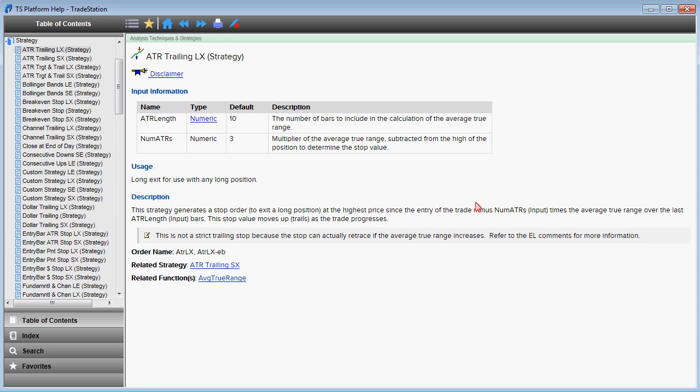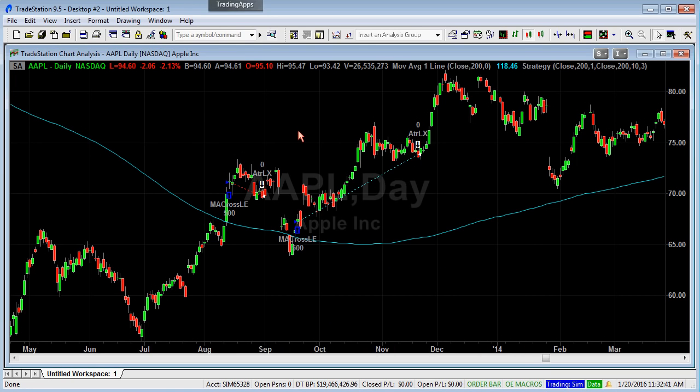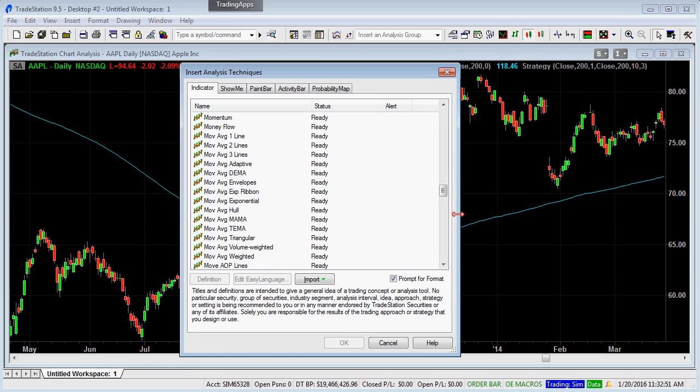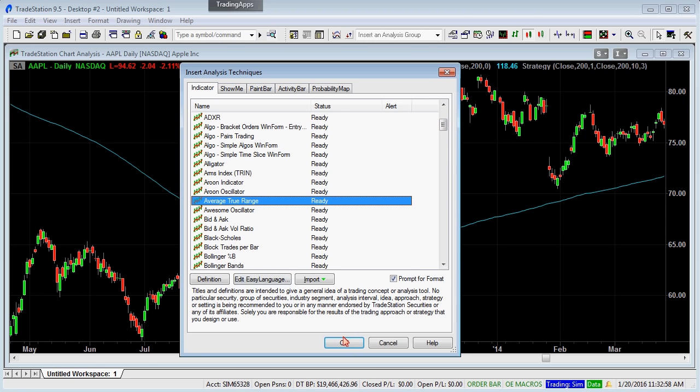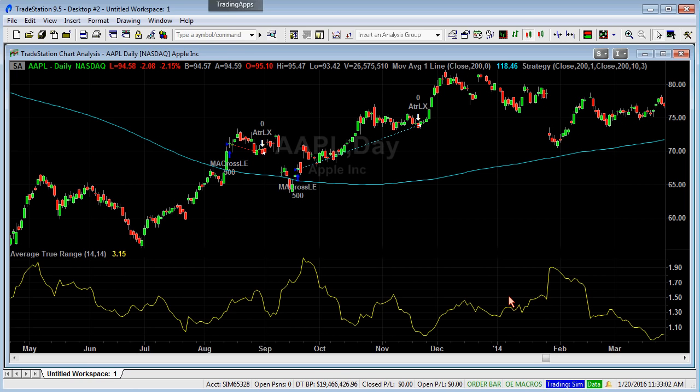Okay. And Phil, his question's about how we have the strategy in play with the ATR, but you can also plot the ATR on the chart. The same way that we have the moving average and the strategy calculated with the same parameters, you can insert an indicator that gives you ATR on the chart. Here it is, average true range. I click OK, and then you have the average true range right there at the bottom.